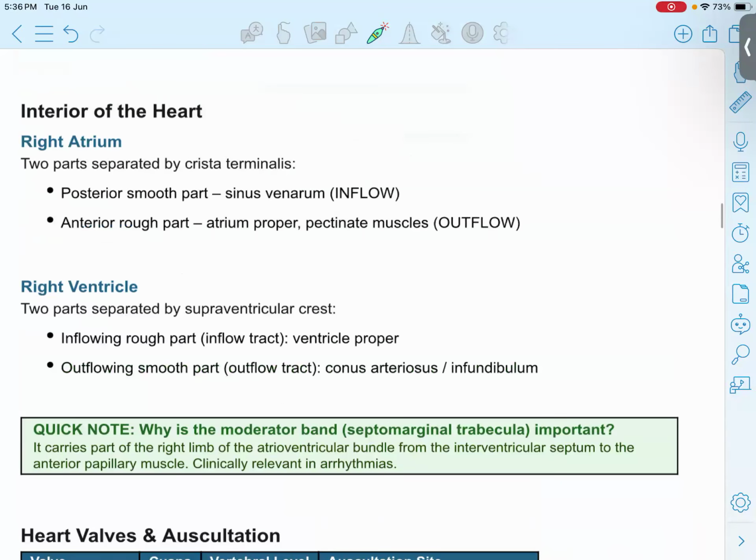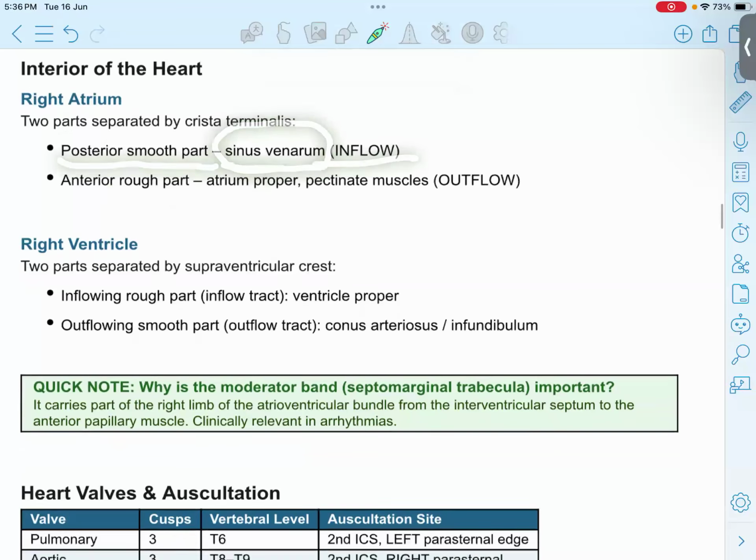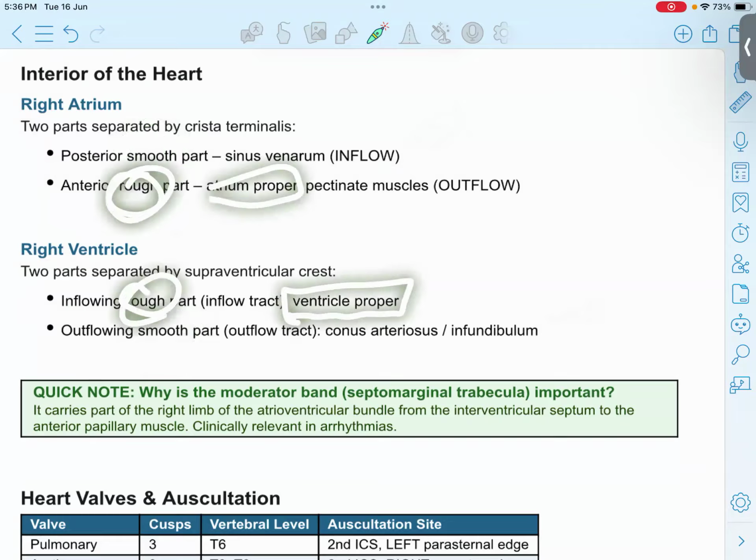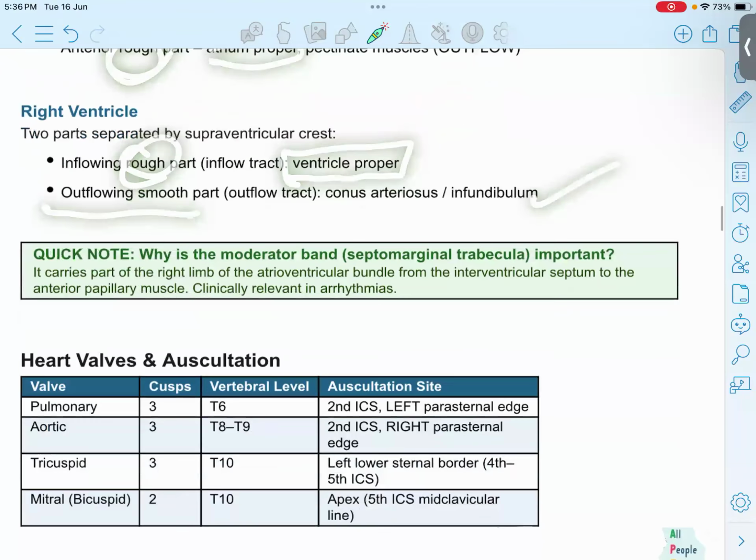I want to teach you a tip. Sinus venarum: this is the posterior smooth part in the right atrium, the sinus venarum, and the right ventricle inflowing part. Here, these two are vessel parts. Vessel is smooth, and the ventricle proper and atrium proper are rough. Vessel is smooth and these are rough. It is not asked, so don't worry.